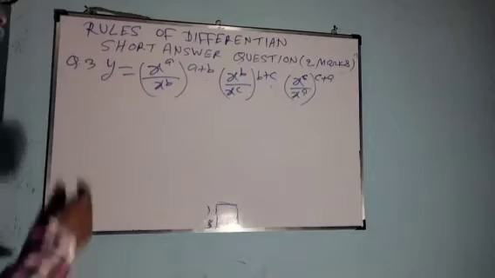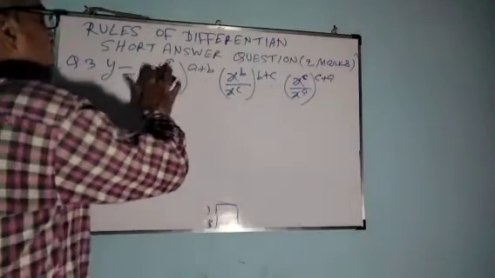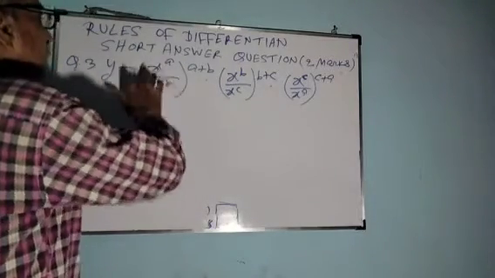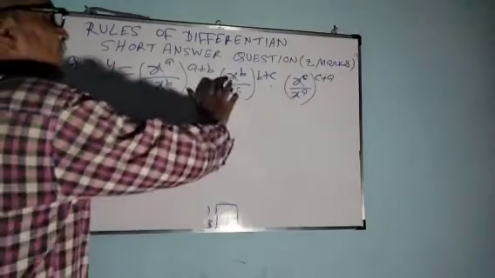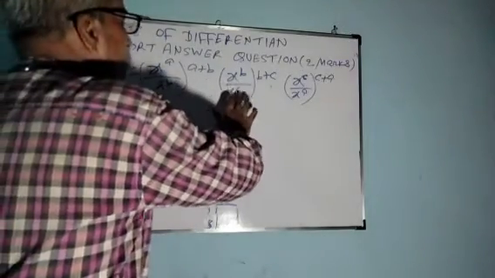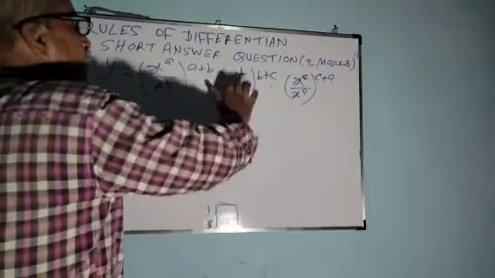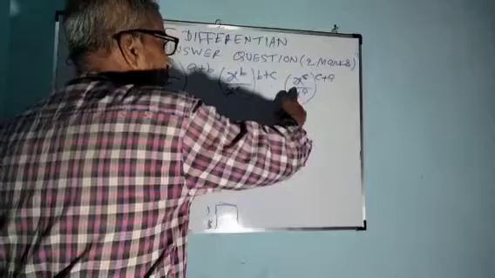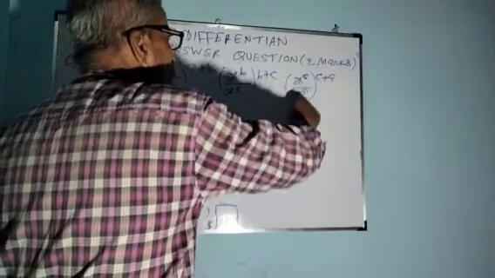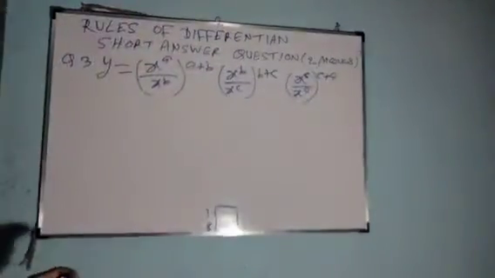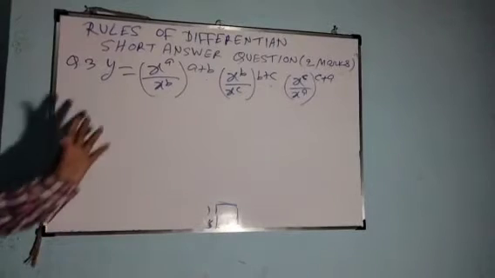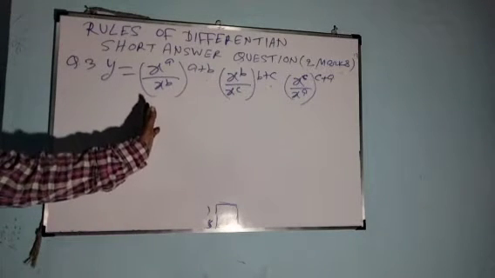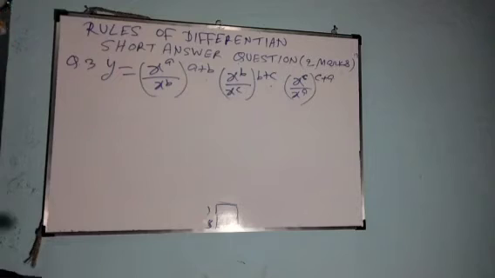Question number 3. y equals (x^a / x^b)^(a+b) times (x^b / x^c)^(b+c) times (x^c / x^a)^(c+a). Here we first simplify the function and then obtain the derivative of the function.